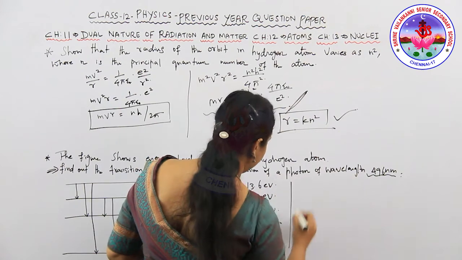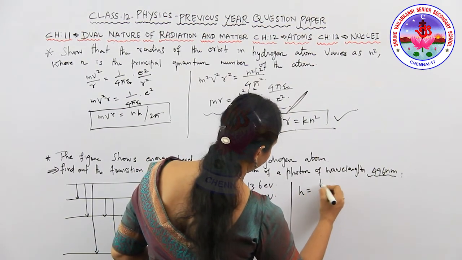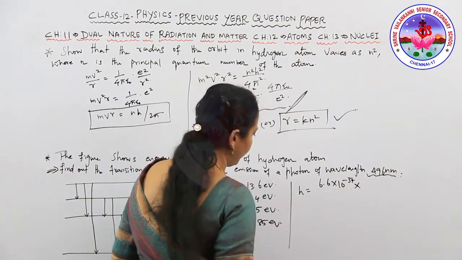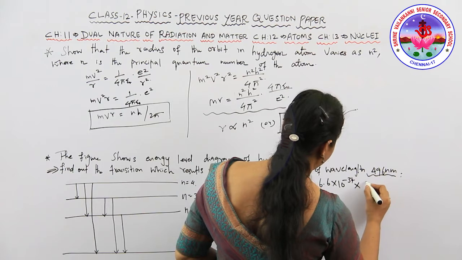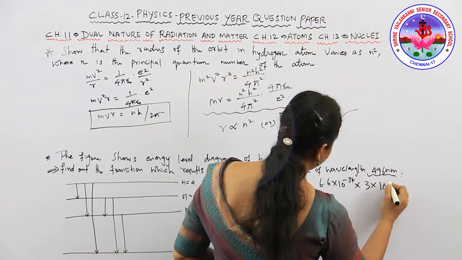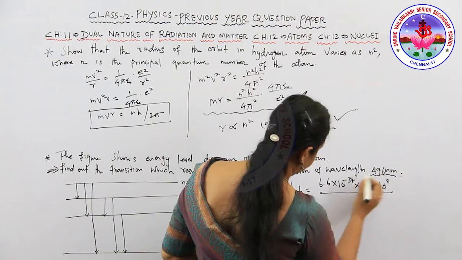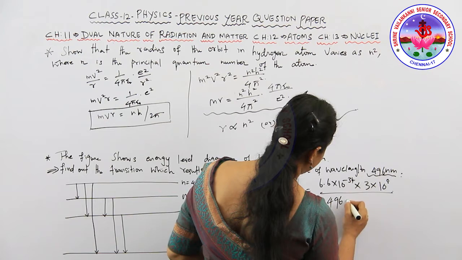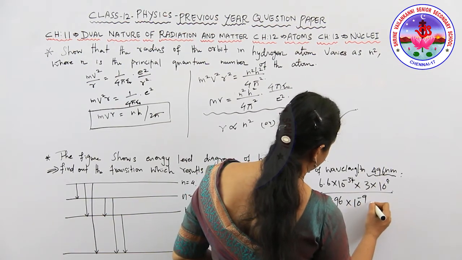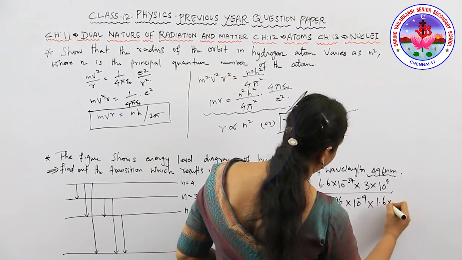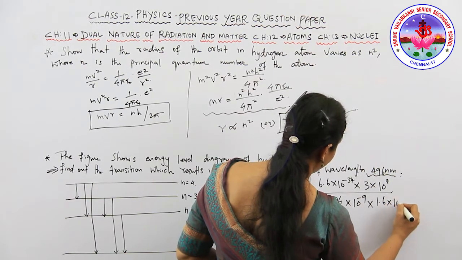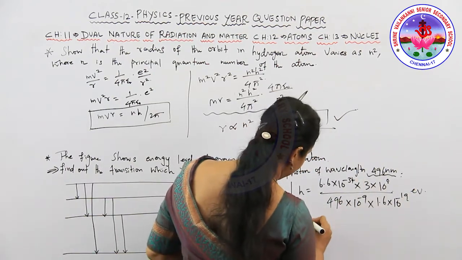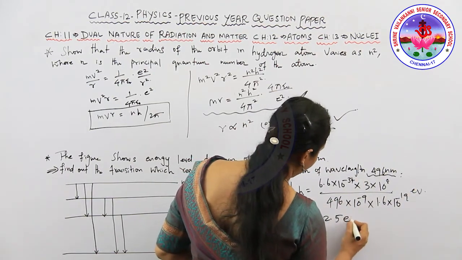So from this we can get h, which is equal to 6.6 into 10 power minus 34, the standard value we know, and the h value. So here, 3 into c value, which is 3 into 10 power 8, whole divided by the photon of wavelength 496 nanometers, so 10 to the power of minus 9 into 1.6 into 10 power minus 19 electron volt. By simplifying this, you will get the h value, which is equal to 2.5 electron volt.